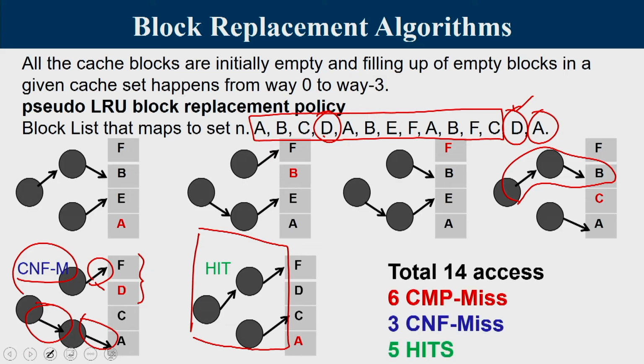Now if you look at the statistics, out of 14 accesses, 6 of them were compulsory misses: the very first access of A, B, C, D, E and F. 3 of them are conflict misses, and then we got 5 hits.